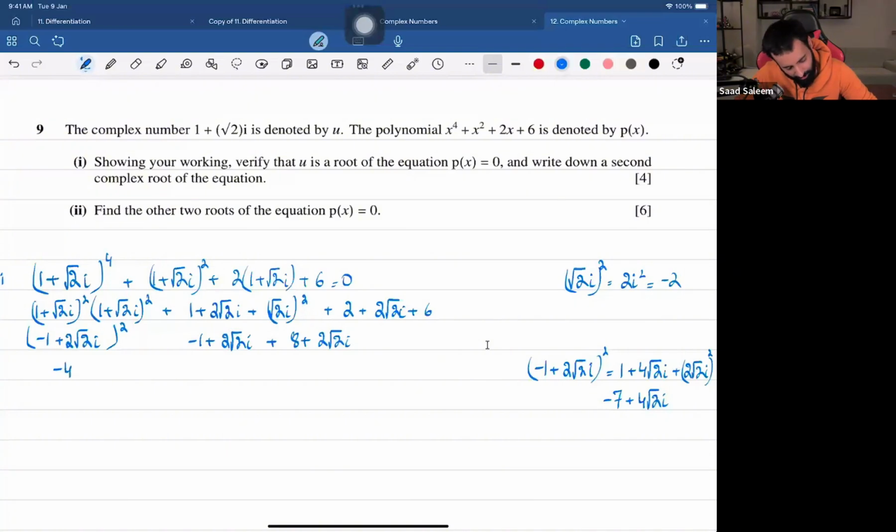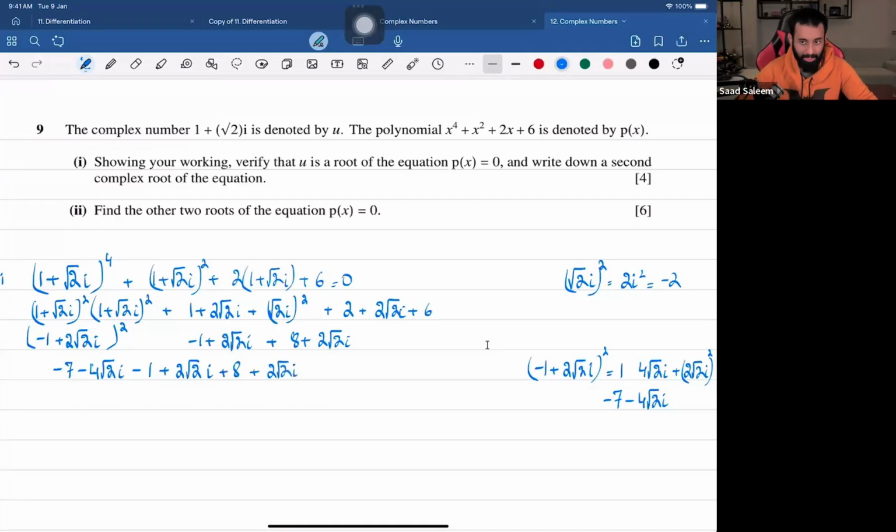So we have minus 4 plus minus 7 plus 4 root 2 iota. Okay, and then we have minus 1 plus 2 root 2 iota. Let's make sure that we don't end up making a sign error or something. So we've dealt with this: plus 8 plus 2 root 2 iota.